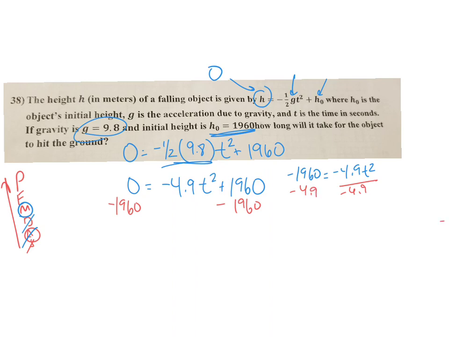So when I divide both sides by negative 4.9, I end up with the left side's going to be 400 positive. So I get 400 equals t squared. Now, I have to get rid of the exponent, so I have to square root both sides.